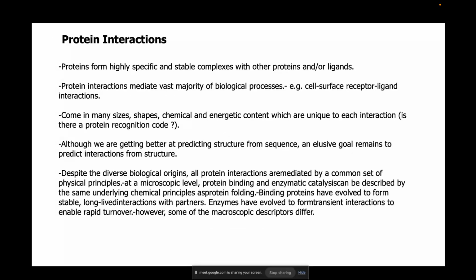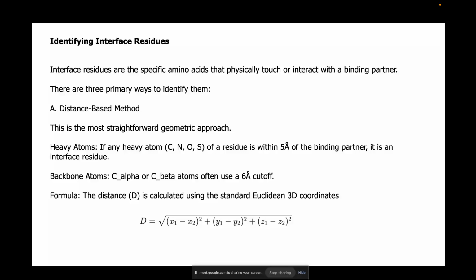We know that there are a lot of interactions of proteins, different amino acids going on, and also between proteins and proteins. So how do you identify the interface residues? These are specific amino acids that physically touch or interact with the binding partner. If you have a cell receptor, there is a part of the receptor to which the ligand comes and binds, and that part is the only part that interacts with the binding partner. There are three major ways to identify them.